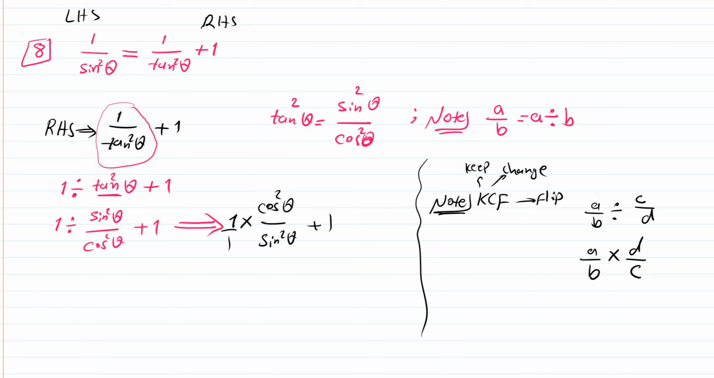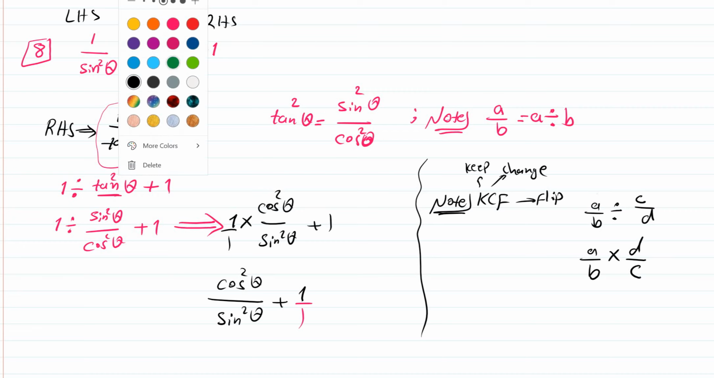1 times anything, students, equals the same. So we get cosine square theta all over sine square of theta plus 1. In fractions, when you have plus or minus, you need to find a common denominator. What's the denominator of 1? It is 1, right? So the common denominator between sine square of theta and 1 is actually sine square of theta.